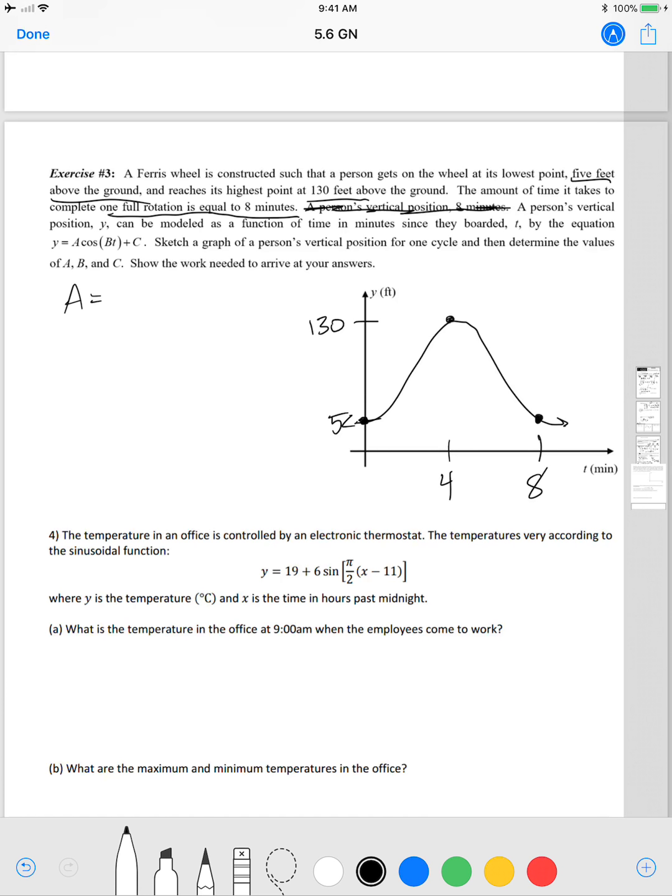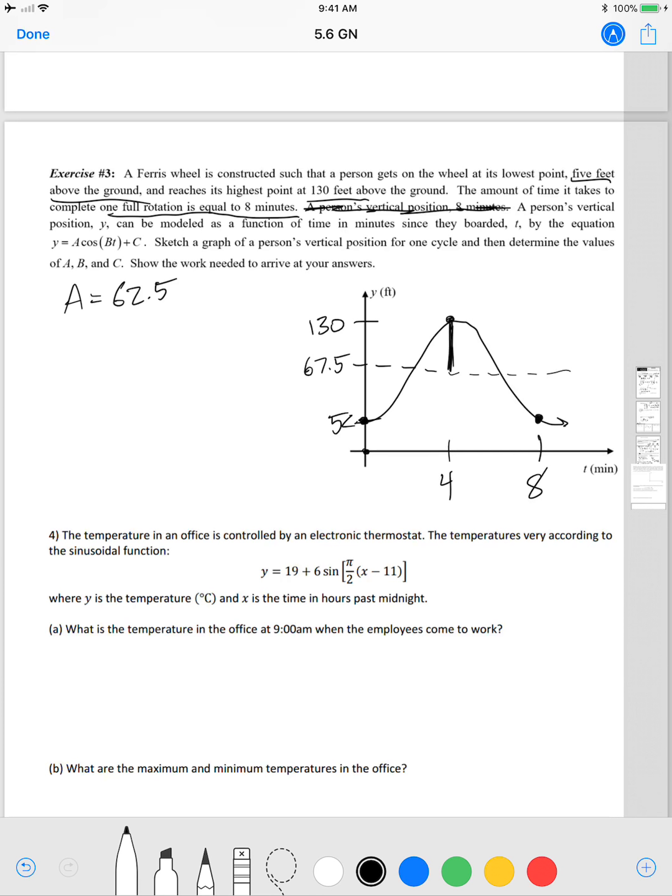I need from the midline, so what's halfway through this wave? Well, 130 minus 5 divided by 2 is going to be 62.5. But that's just the halfway distance between these two numbers. I actually need to add 5 since I'm measuring this distance from 0. So 67.5 is the midway point, midline, which means my amplitude is 62.5.